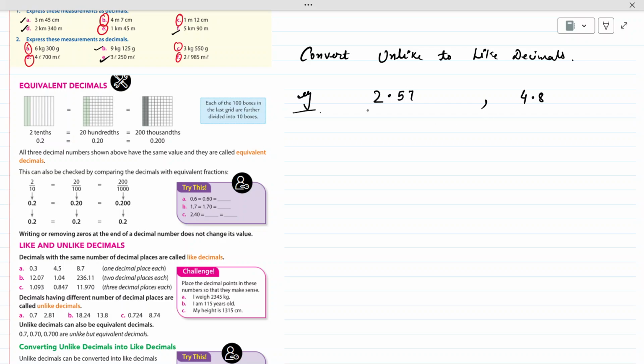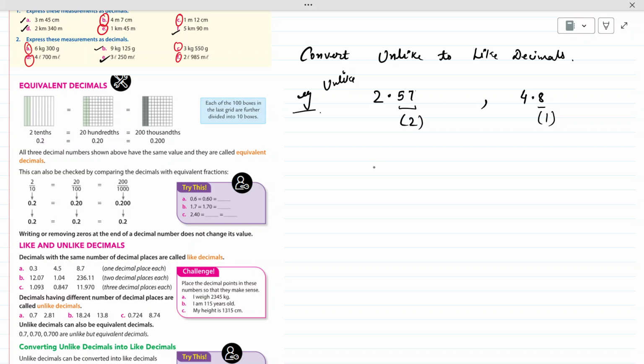Okay. Now, see, both of these are decimal numbers with different values. Also, when we compare the number of places, here we have two places, 10th and 100th. Here we have only one place, 10th place. So that means they are unlike decimals. Now what we have to do is we have to make them like. So for that, we have to make their number of places same.